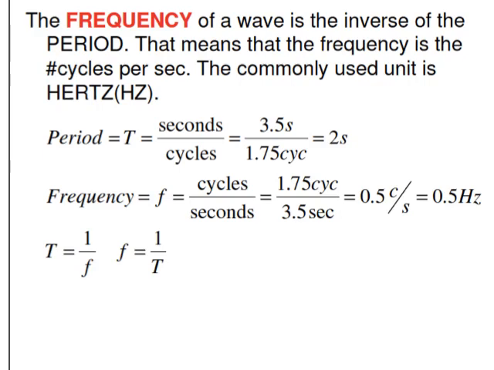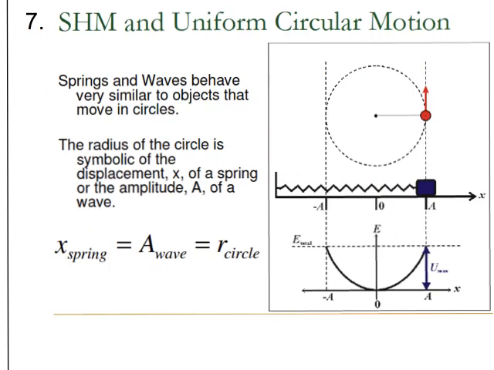Period is the time it takes to complete a cycle, and frequency is the opposite: how many cycles can you get in a certain amount of time? But we're going to come back to that. And then the way that it relates to uniform circular motion, I just put that in there since we finished that chapter pretty recently, completely just for your information.